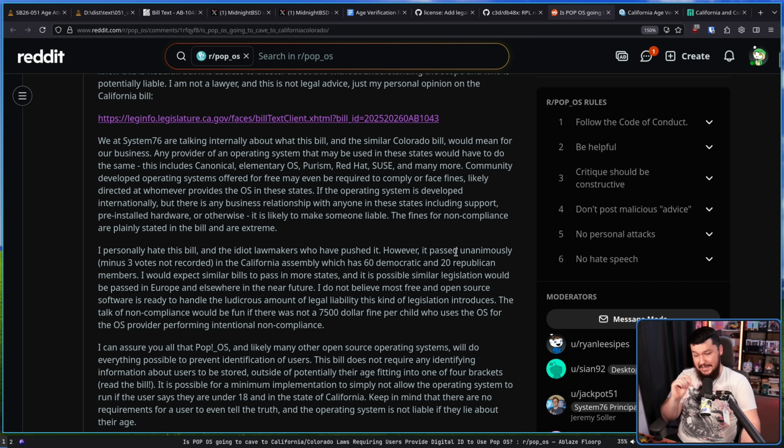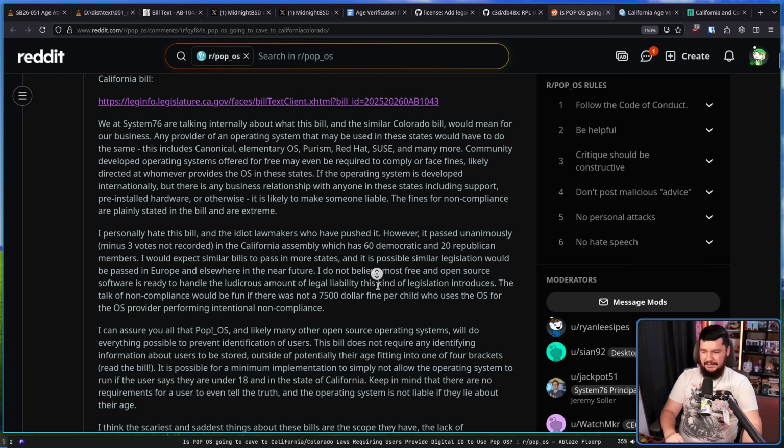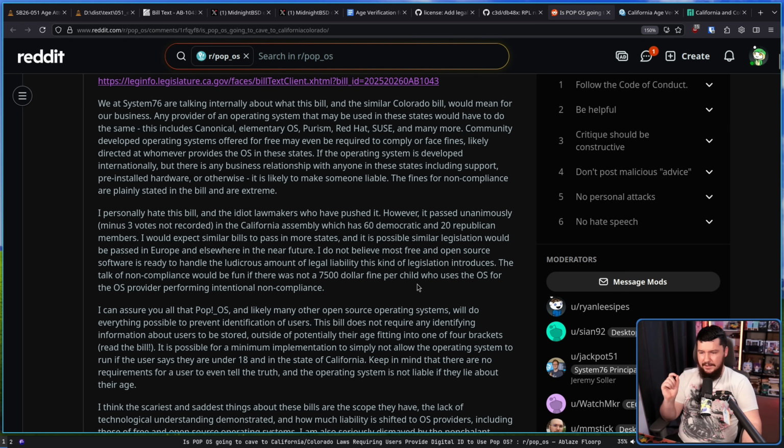However, it passed unanimously, with 3 votes not recorded. So everyone who voted on it voted in favor of it. In the California Assembly, which has 60 Democrat and 20 Republican members, I would expect similar bills to pass in more states, and it is possible similar regulation would be passed in Europe and elsewhere in the near future.